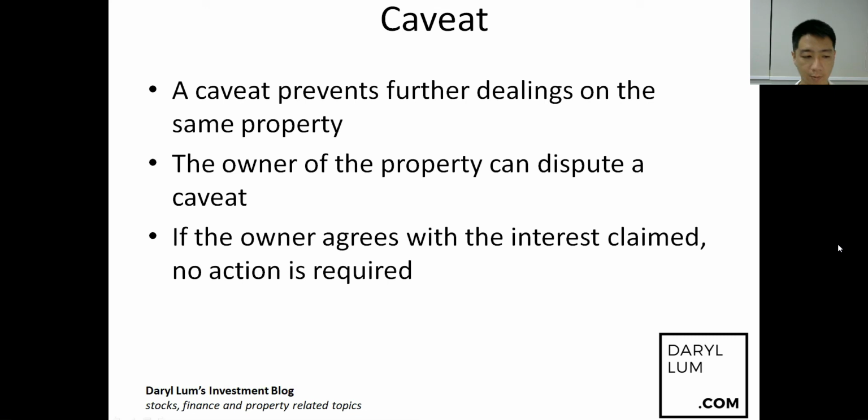Then the buyer has the right to lodge a caveat on the property. If the owner agrees to this interest claim, no action is required. So if you receive the letter from Singapore Land Authority, SLA, do nothing. You don't need to do anything because it's the right process.